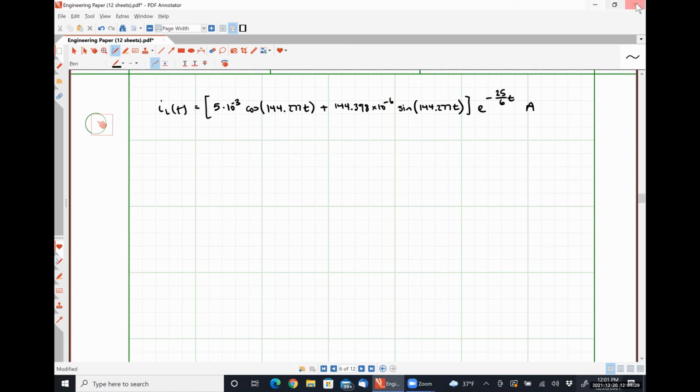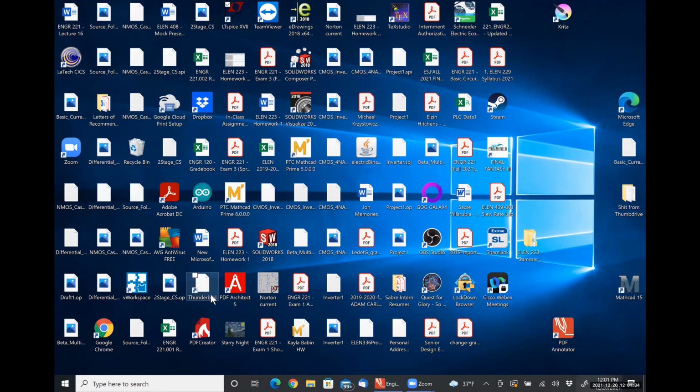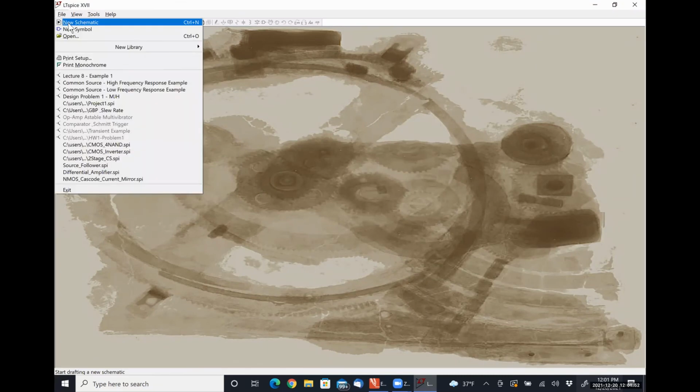Yes, Brandon. All right, so LTSpice. There is a way to implement switches and all that kind of stuff in LTSpice, but I don't feel like doing it because it takes a lot longer and this is pretty straightforward, okay?